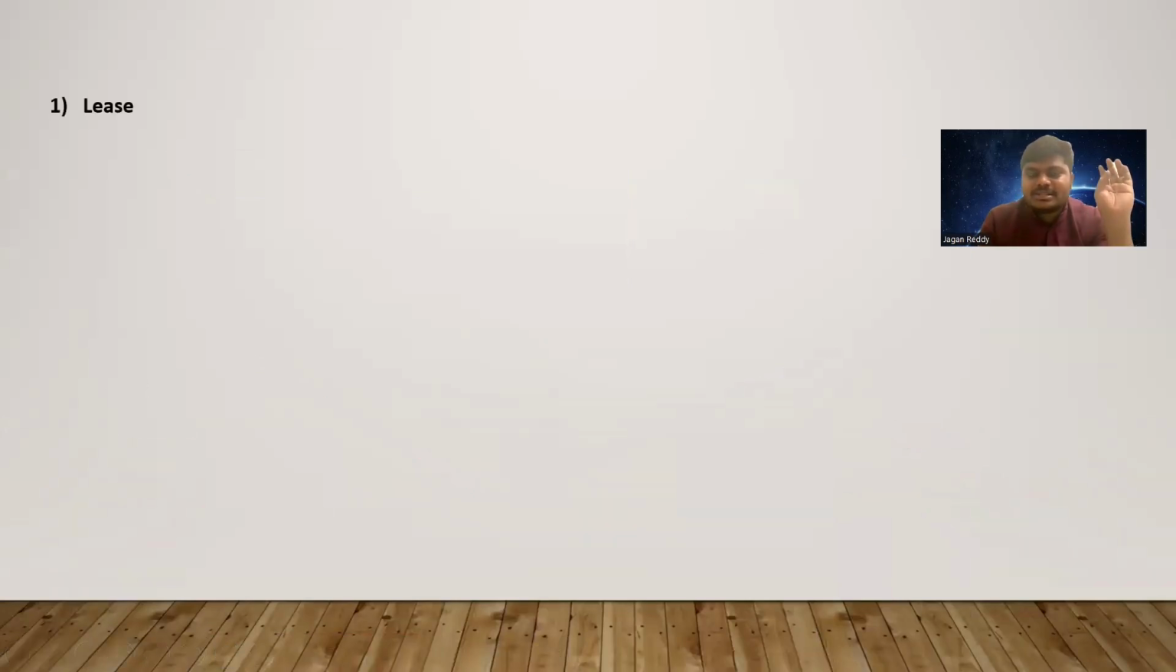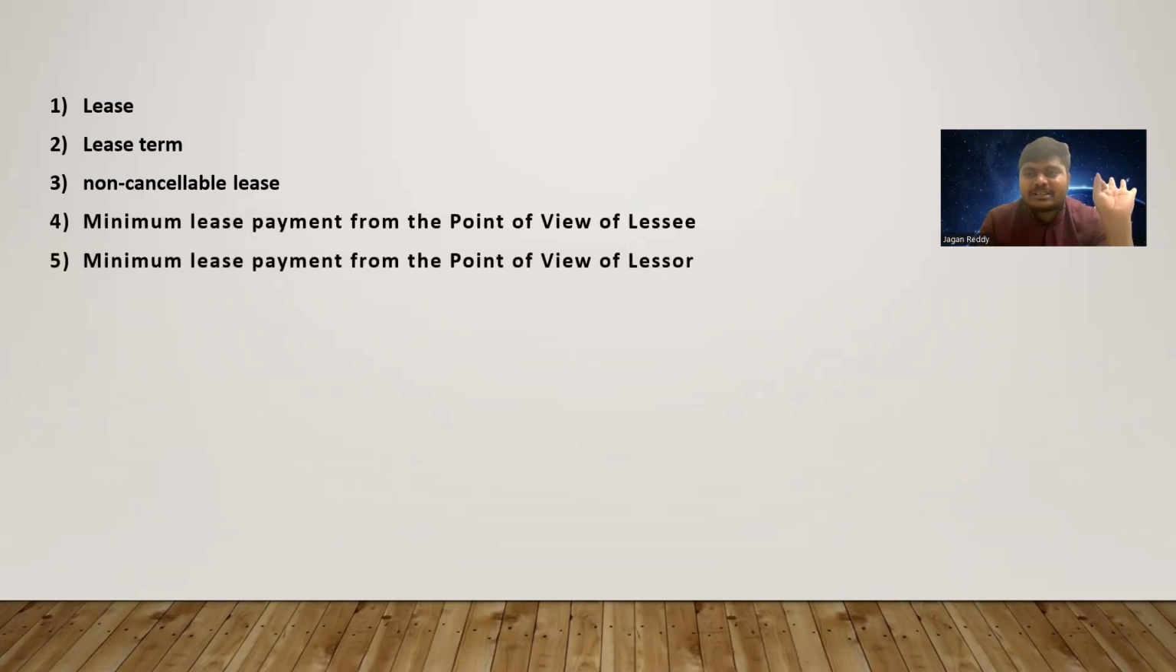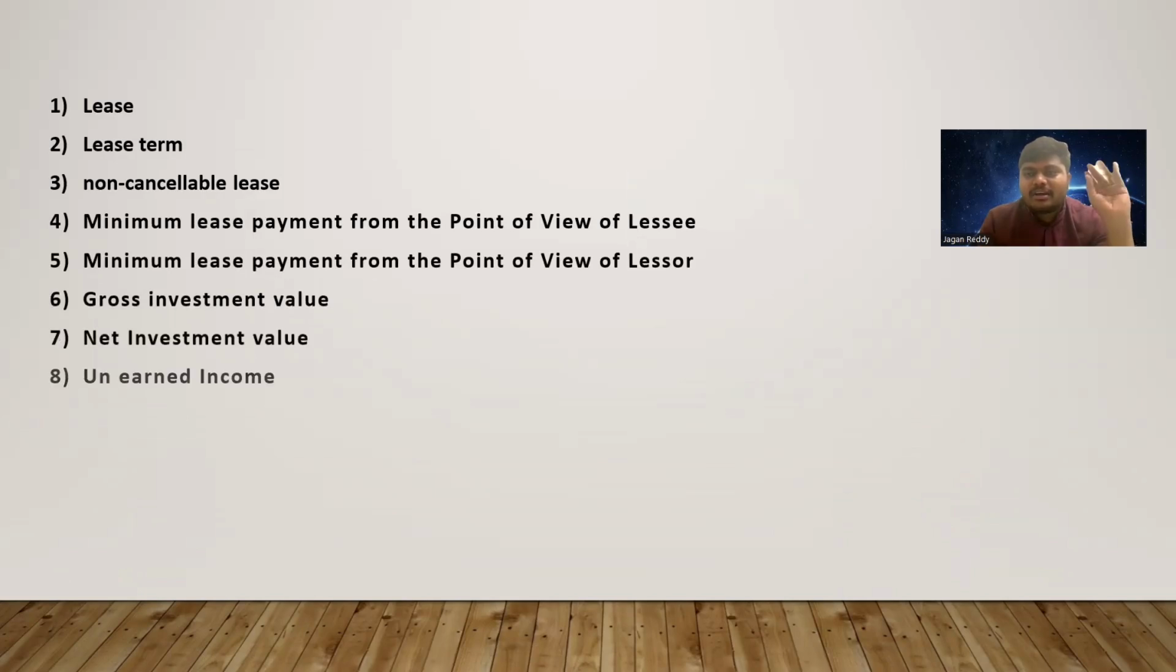So you understood the lease term, as well as non-cancelable lease. These three are important for MCQs. Whereas with respect to minimum lease payment from the viewpoint of your lessor, gross investment value, net investment value, and unearned income, these five are important for problem solving. It may ask for 5 marks or 7 marks in the examination. If you understood these five definitions, then the chapter will be very easy.